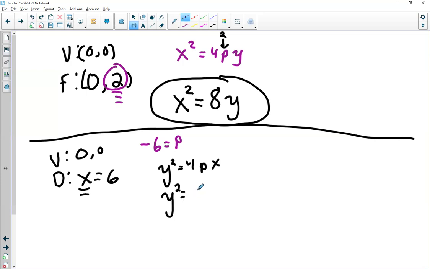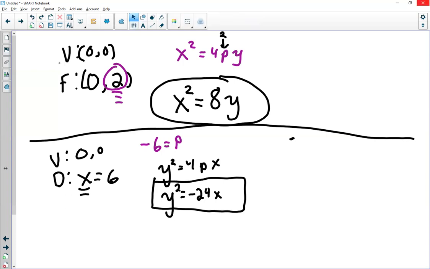What would the focus be? In this case it would be negative 6, 0. But again, I don't ask for that. I'll ask just for the equation, so you don't necessarily need to find a focus. All right, that's parabolas. Is that it for parabolas?